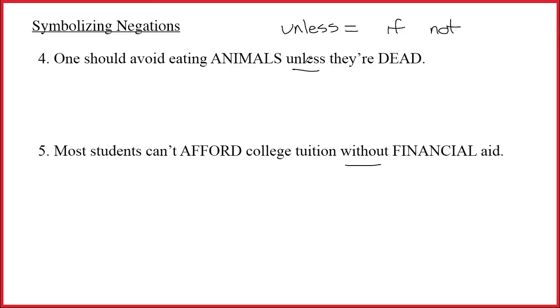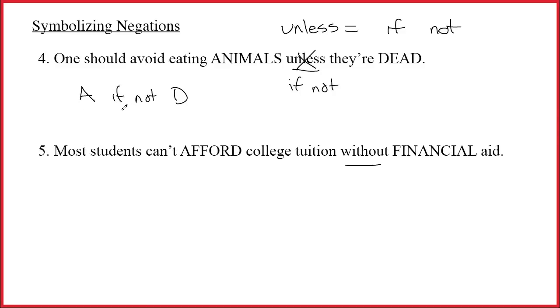If every time you see "unless" and also "without," which is its synonym, you just replace it with "if not," the symbolization becomes pretty easy. So this says one should avoid eating animals unless they're dead. Well, that just means one should avoid eating animals if they're not dead. So cross off "unless," write in "if not," and then notice if I rewrite the important stuff, I would now say A, if not D.